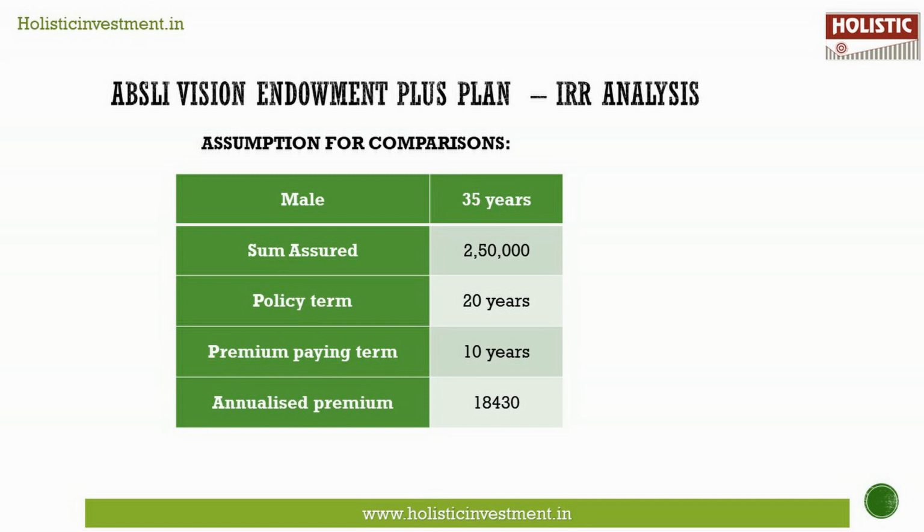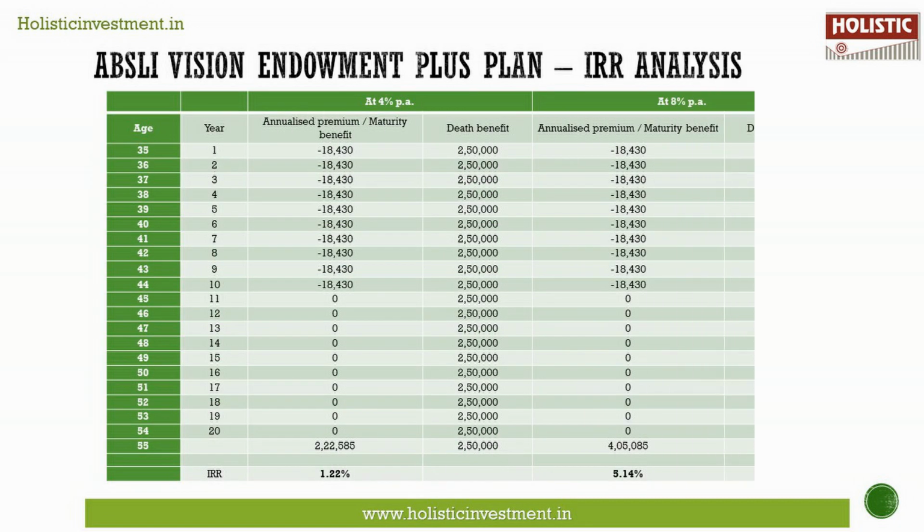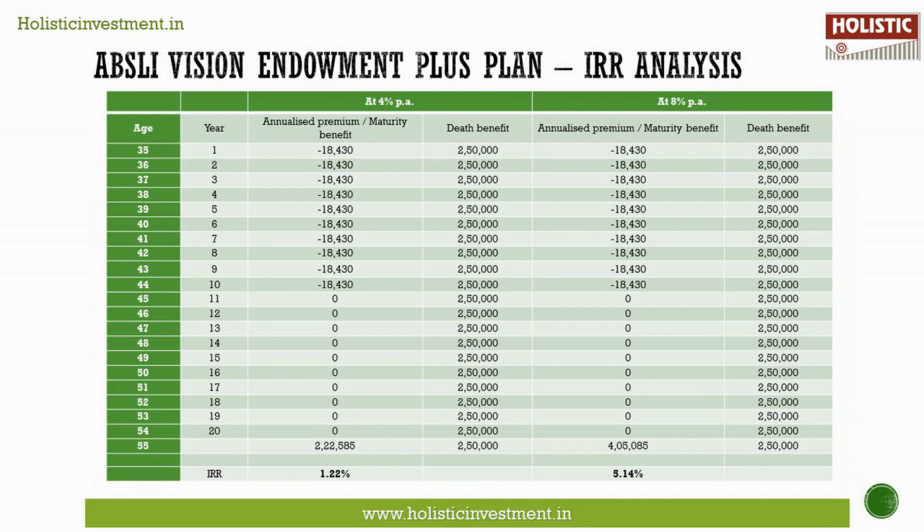Here the investor is 35 years old, his sum assured is 2,50,000, the policy term he opts for is 20 years, the premium paying term is 10 years, and the analyzed premium here is 18,430. The benefit illustration that we are currently seeing is taken from the ABSLI website. Return of 4%, we will assume as the worst case scenario, and return of 8% let us assume as the best case scenario. In the worst case scenario, the IRR seems to be 1.22%. You need not bother about this 1.22% too much because it's the worst case scenario.